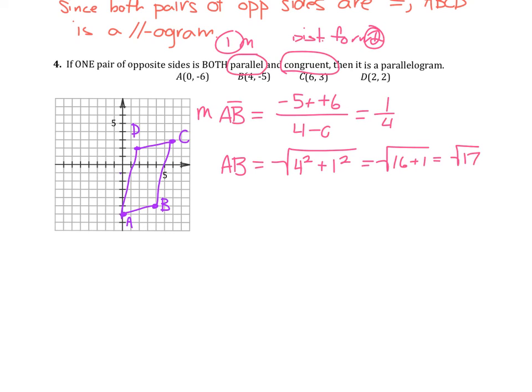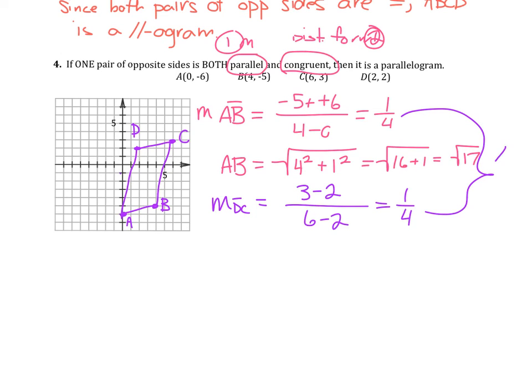All right, now let's do the same thing, but we have to do it for the side that's opposite of AB. So I'm going to do DC. So slope of DC is equal to 3 minus 2 over 6 minus 2. So I get 1/4. So notice this and this. Wow, that's gross. This and this are parallel. All right, AB is parallel to DC, and then I'm going to find the length of DC.